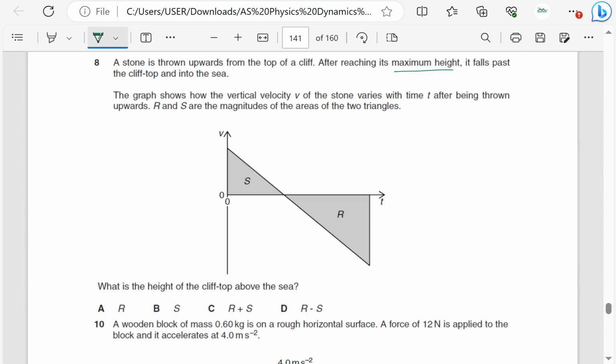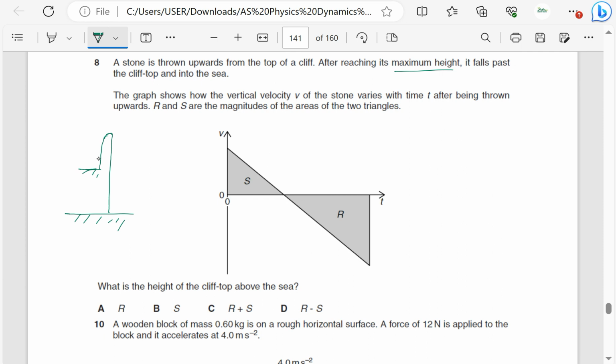So the stone is thrown upwards. Let's say this is the cliff. It is thrown upwards. After reaching maximum height, it falls past the cliff, so it goes down past the cliff and into the sea. So this is the sea. Okay. The graph shows how the vertical velocity of the stone varies with time.